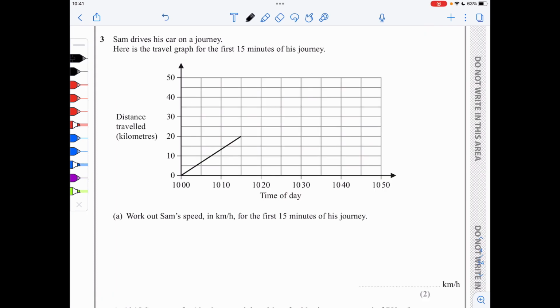In question 3, it's a travel graph. We've got the distance on the vertical and the time of the day on the horizontal. We are told to work out the speed in the first 15 minutes of the journey.